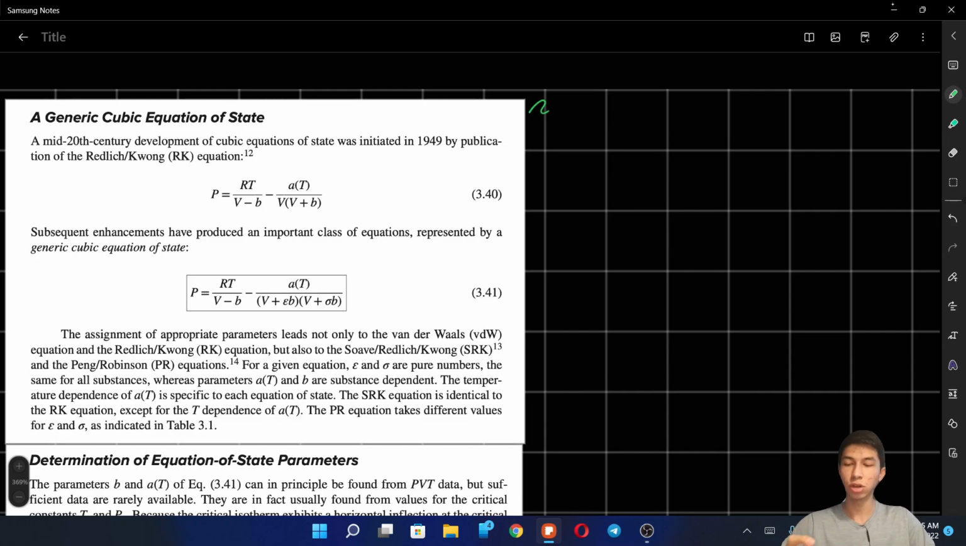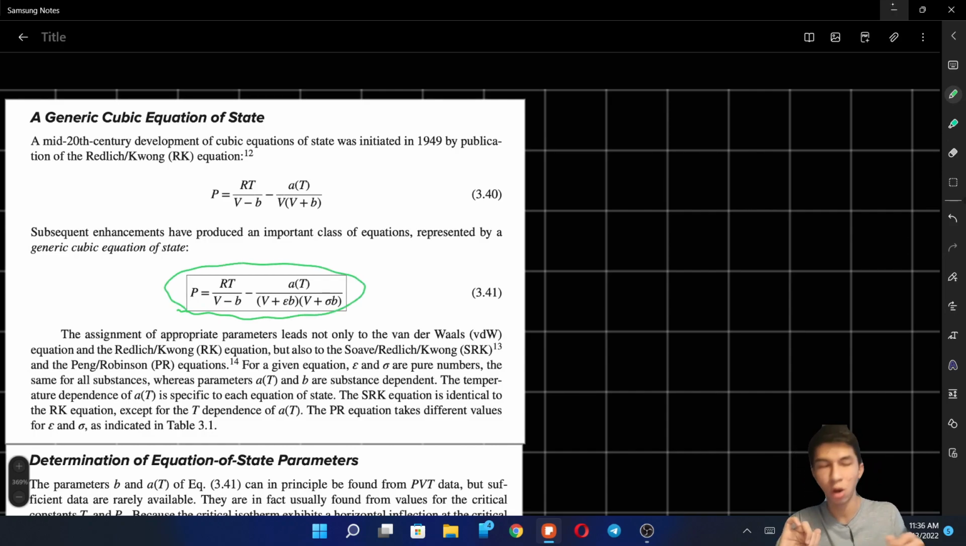As you can see, it's written as a cubic equation, but here the equation is not in cubic form, so we'll try to determine the cubic polynomial from this equation in terms of the compressibility factor, which is Z. So let's start by writing the equation first.